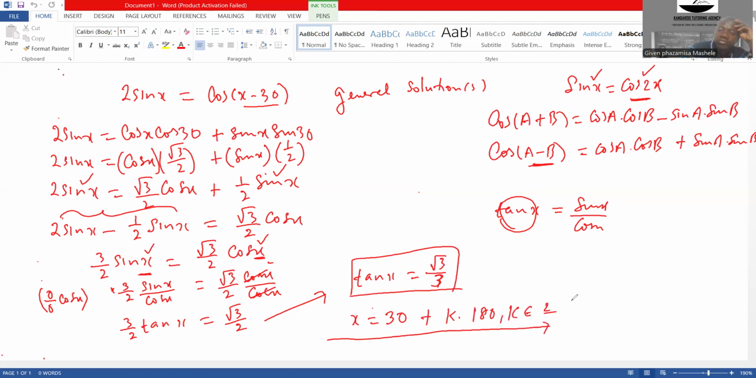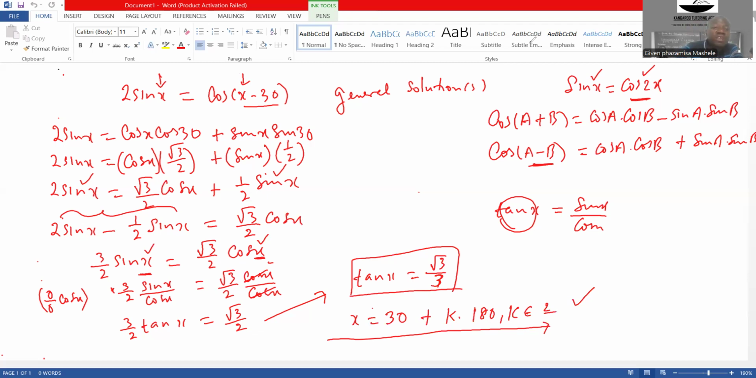And if you want to check that we have done it correctly, we can substitute this angle of 30 into the original equation and check if the answers are the same. 2 sine 30 will give us 1. Then the other side is cos of 30 minus 30, still giving us 1. So this is the correct answer.